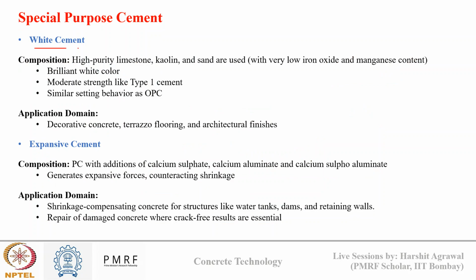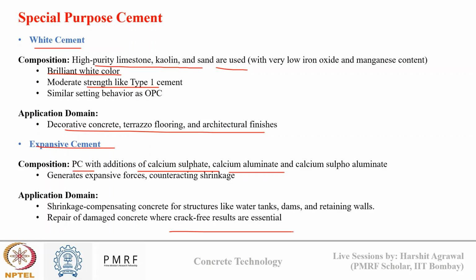Then there is white cement, which is composed of limestone, kaolin, and sand. Okay, this is brilliant white in color and moderate strength, and it is used for decorative purpose. There is expansive cement, where Portland cement is added with calcium sulfates and aluminates. Okay, and where they are used, where I want to fill the cracks. So there I want something which will react with water and expand so that it can fill the crack. So there we use expansive cement.